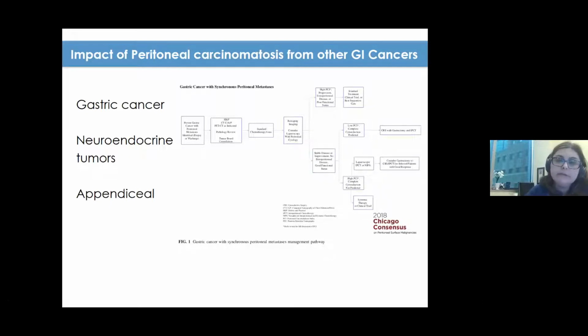Neuroendocrine tumor is another group of malignancies that perhaps there might be a role. We really need more trials to address that better. But I would encourage everybody to turn to the 2018 Chicago Consensus, which Dr. Lambert is actually part of and had authored many of these consensus papers.